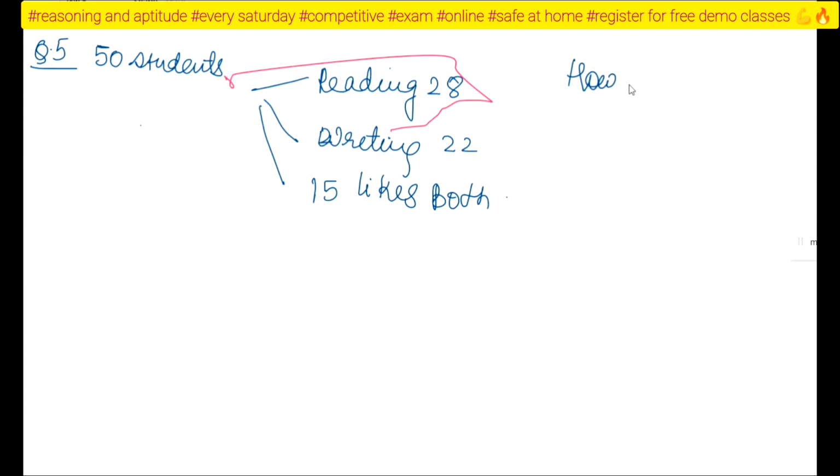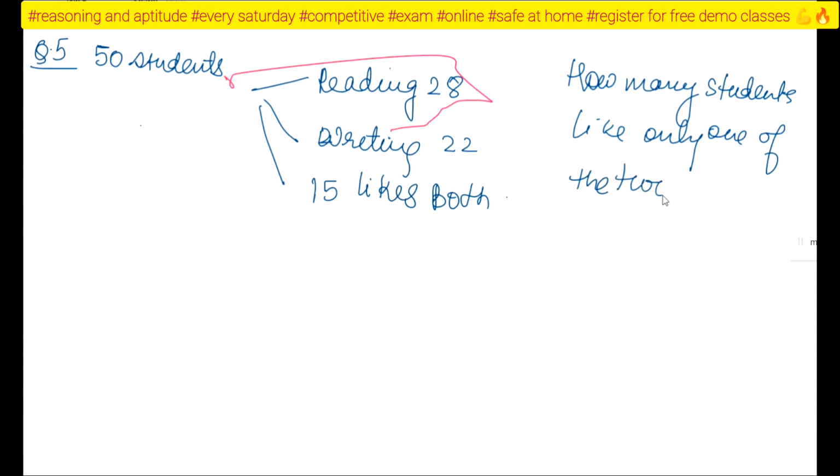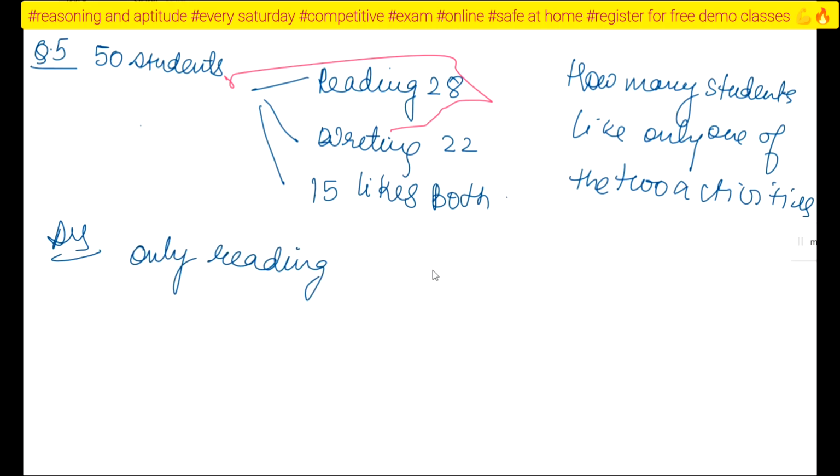How many students like only one of the two activities? Two activities. How can I start? See, step by step procedure. Only reading. So how can I do? I will subtract 28 minus 15. So what will it be? 13 students.